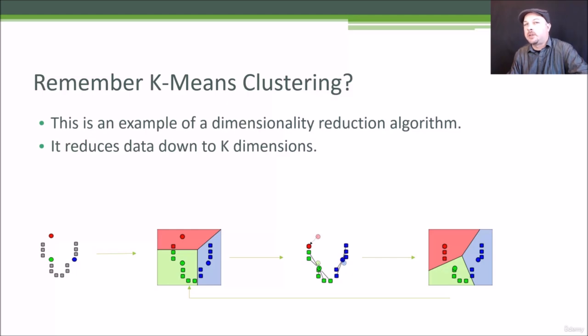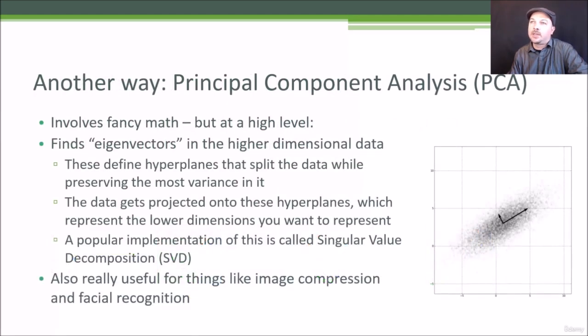But usually when people talk about dimensionality reduction, they're talking about a technique called principal component analysis. And this is a much more fancy technique. It gets into some pretty involved mathematics, but at a high level, all you need to know is that it takes a higher dimensional data space and finds planes within that data space in higher dimensions. These higher dimensional planes are called hyperplanes, and they are defined by things called eigenvectors. You take as many planes as you want dimensions in the end, project that data onto those hyperplanes, and those become the new axes in your lower dimensional data space.